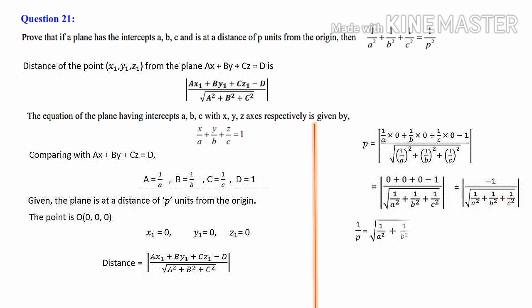Then we have to take the reciprocal because we want 1 by p square. We have p here, so let's take the reciprocal, means 1 by p. And here everything is gone, modulus and minus all gone, just take up down. That means we will get root of 1 by a square plus 1 by b square plus 1 by c square. Then we don't want square root here, so let's take squares on both sides. That is, we will get 1 by p square is equal to, square root is gone on the right side, 1 by a square plus 1 by b square plus 1 by c square. So this is the required result, hence proved.